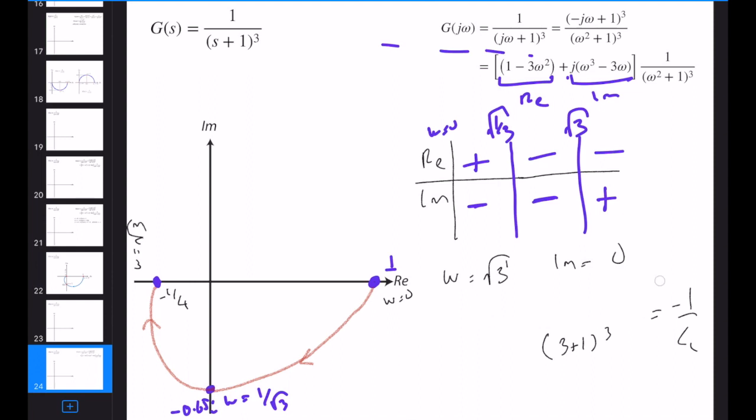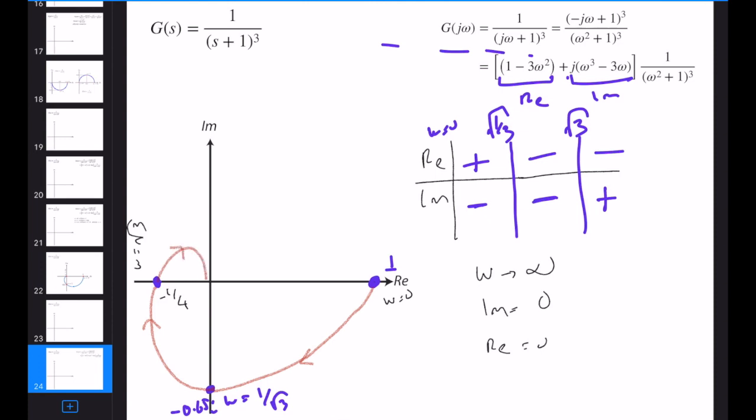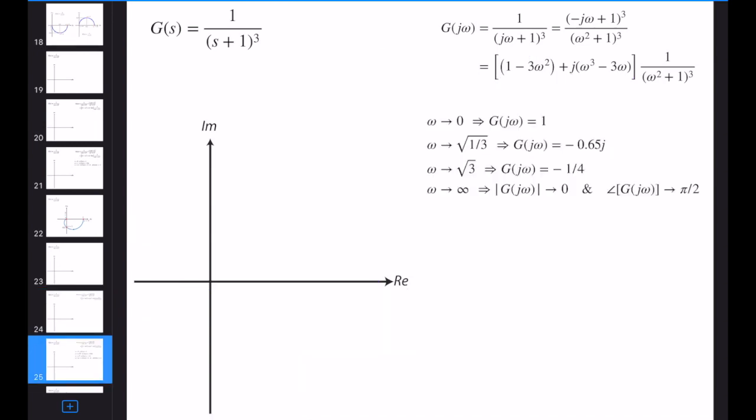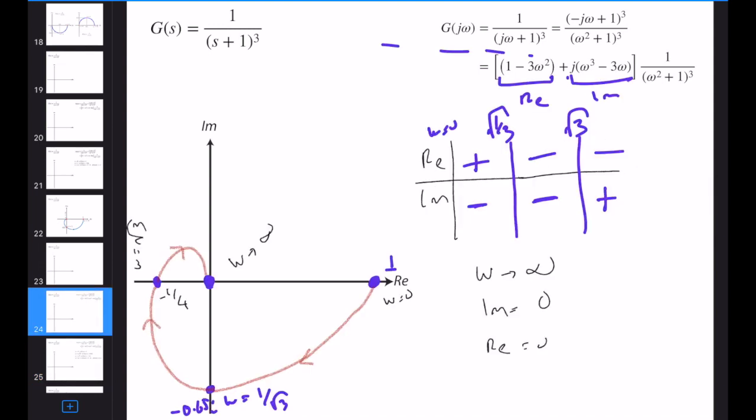And finally, if you look at when omega is going to infinity, we will see that both the imaginary part and the real part will be equal to 0. Indeed, it will approach from pi over 2 angles, and we can see it from the phase computation. If we compute the phase when omega is going to infinity, we will see that it is going to pi over 2. So we will have a polar plot like this.